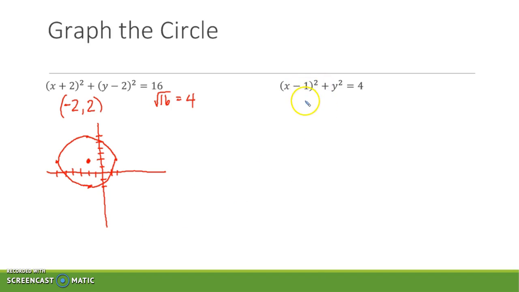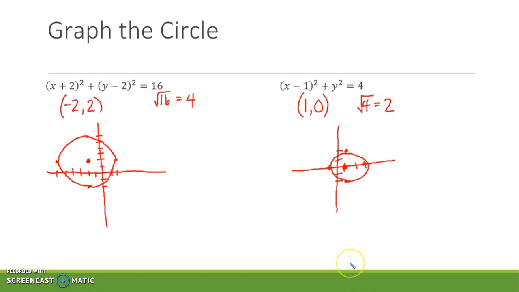For this other example, I have a +1 for my h, and then nothing with my y, so that means my y is 0. And then my radius is the square root of 4, which is 2. So I'm going to go on my graph to 1, 0 and put a point. And then I'm going to go up 2, down 2, right 2, and left 2. And connect to get a really ugly circle.